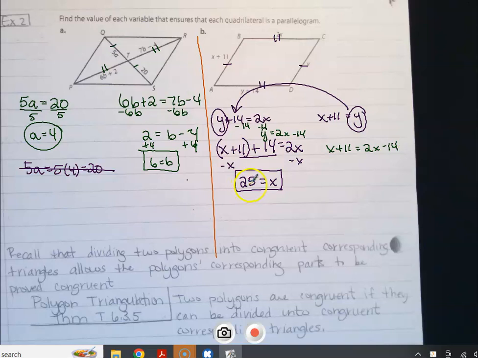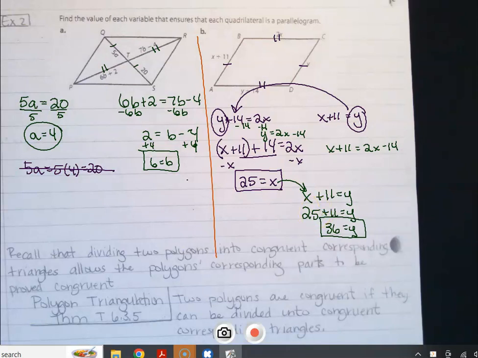Okay, so now that we know x, though, we can plug it back into either of these. This one's simpler, so we're going to take x plus 11 equals y, plug 25 in, 25 plus 11 equals y, so 36 equals y. Does that help? Okay.